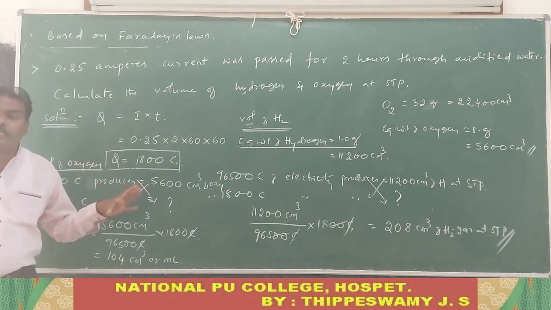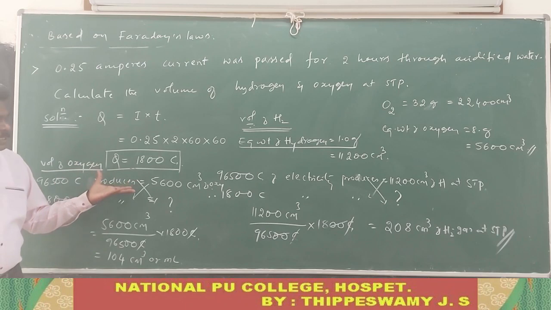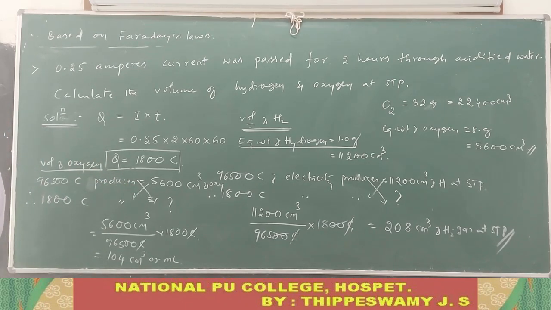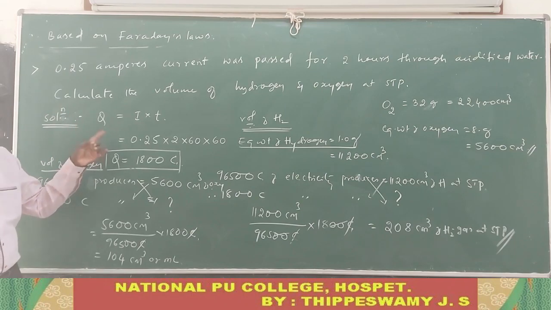So in this way we can find the mass of the substance deposited at the electrode, or the volume of the different substances produced at the electrode under a given set of conditions. That is based on Faraday's first law of electrolysis. These are all very important. Even in competitive examinations, these kinds of questions will definitely appear. Go through them carefully. Very, very important numericals based on Faraday's first law.